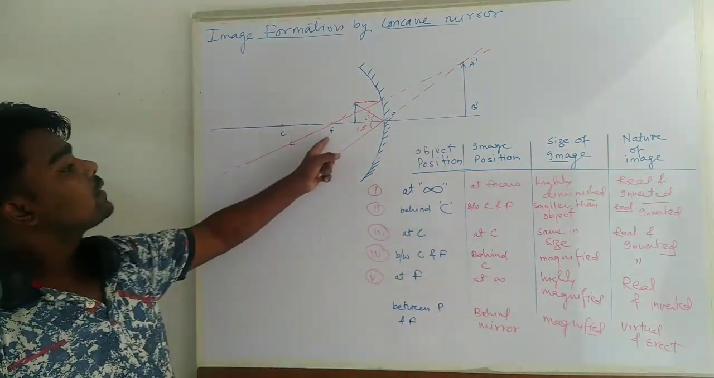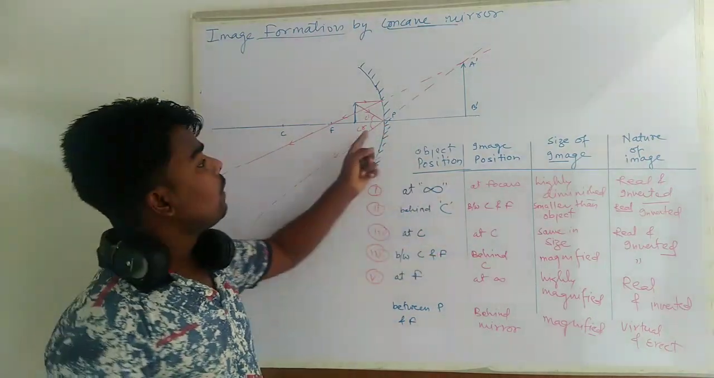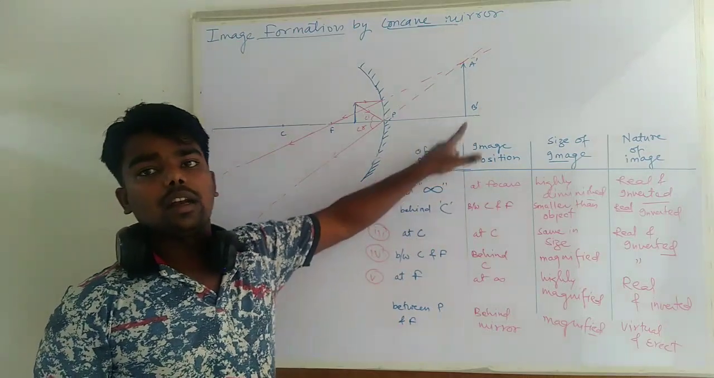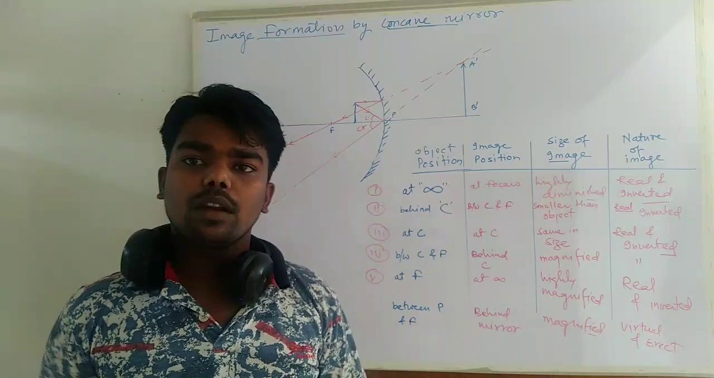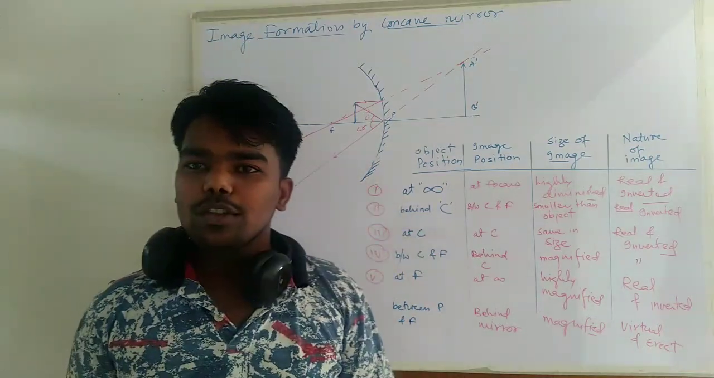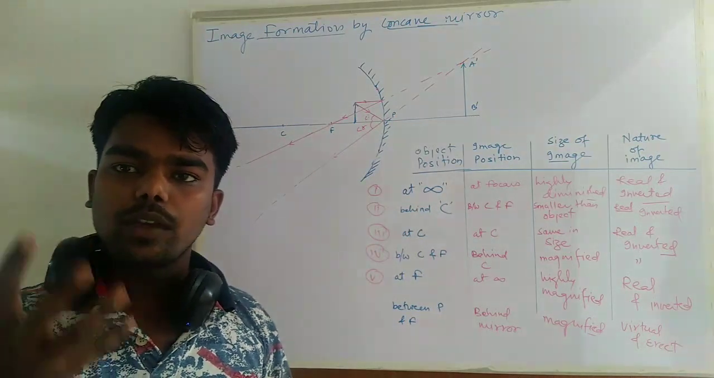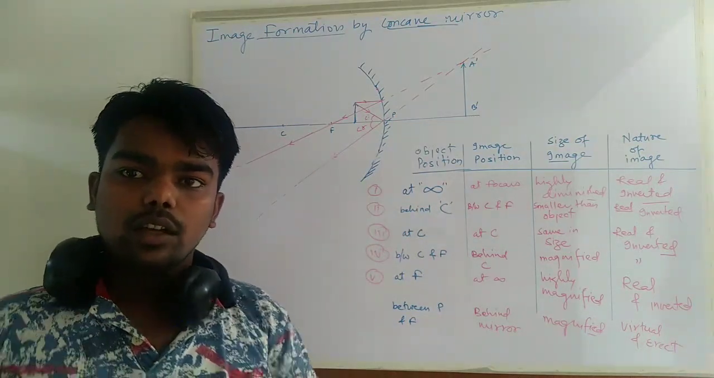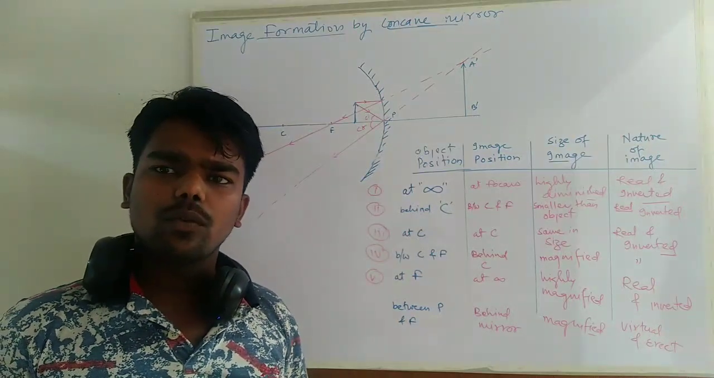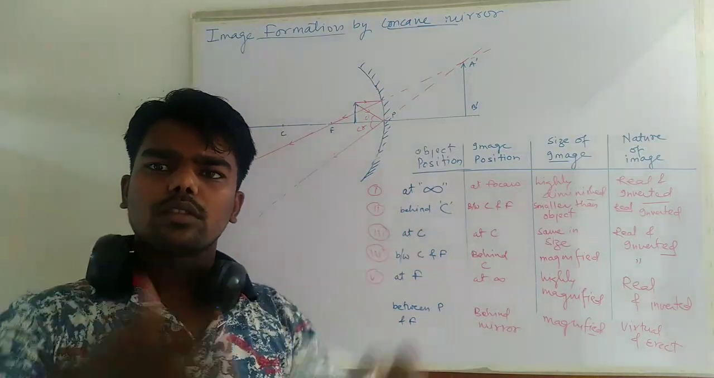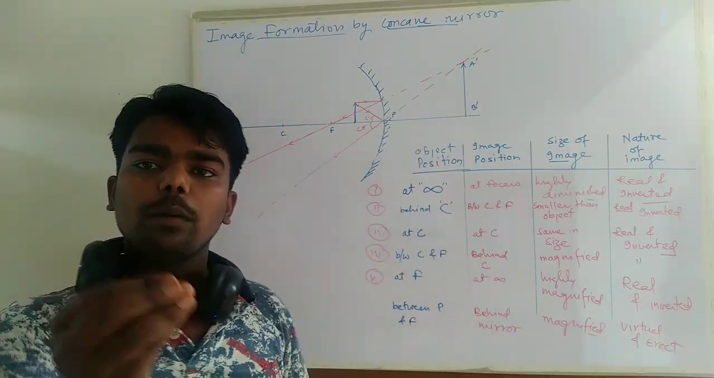But in this case, between P and F, the nature of the image will be virtual and erect, and it will form behind the mirror. Rest all the images will form in front of the mirror. So this particular case is used in the makeup mirror, where you can see your face in a larger size. The concave mirror is also used in places like solar furnace, where you have to focus a large amount of solar heat at one particular place.